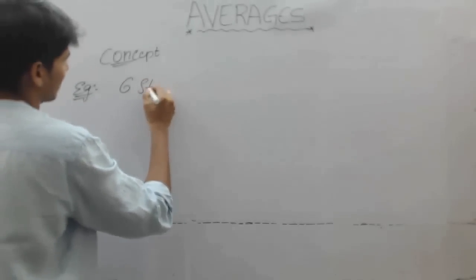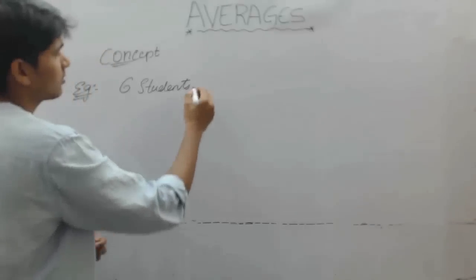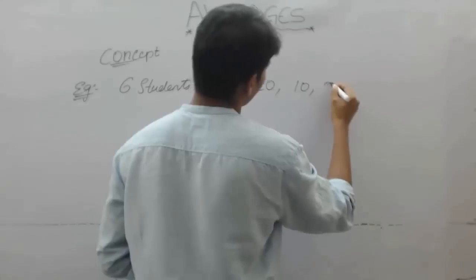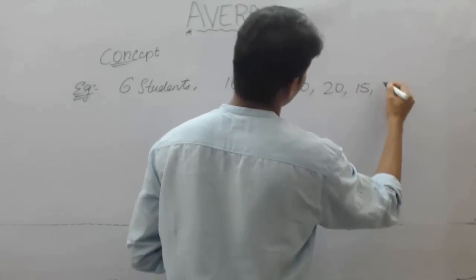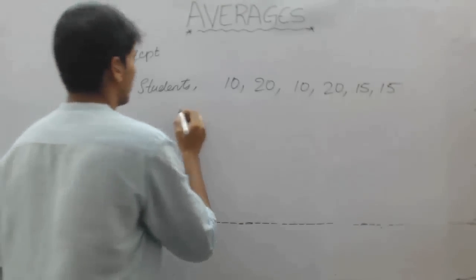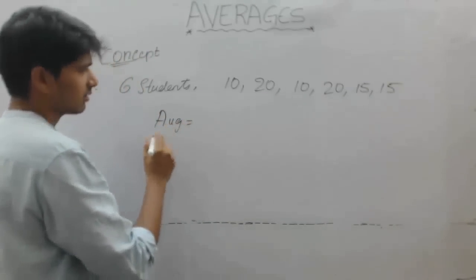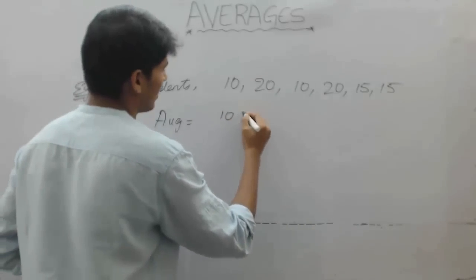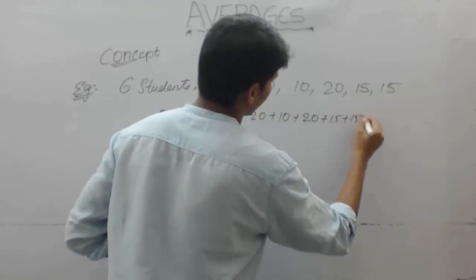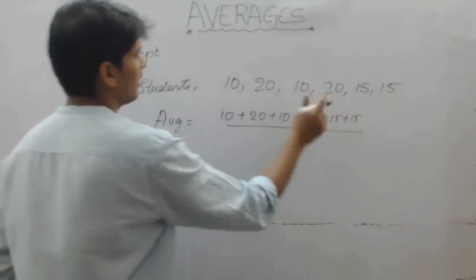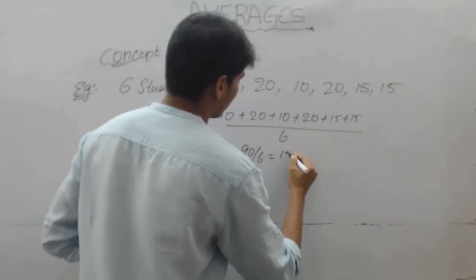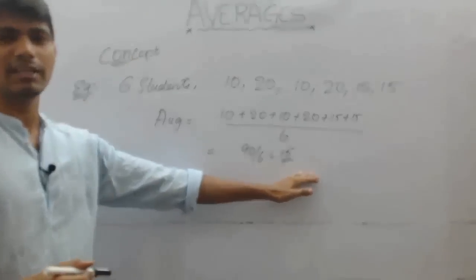There are 6 students in a class. The marks of those 6 students are 10, 20, 10, 20, 15 and 15. What would be the average of these 6 students? It is 10 plus 20 plus 10 plus 20 plus 15 plus 15, divided by the number of observations, which is 6. So 90 divided by 6 is equal to 15. This 15 is our average.